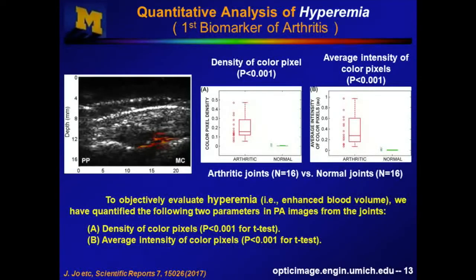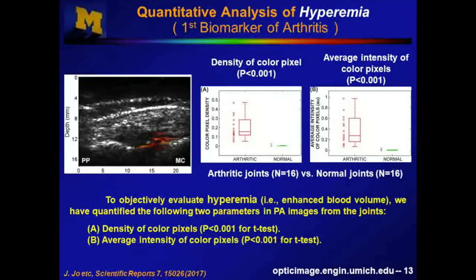So in order to evaluate the hyperemia quantitatively, we can quantify two parameters in the photoacoustic image. The first one, we quantify the density of the colored pixels reflecting the hyperemia. And the second one is the average intensity of these colored pixels. Both of them can reflect the inflammation.